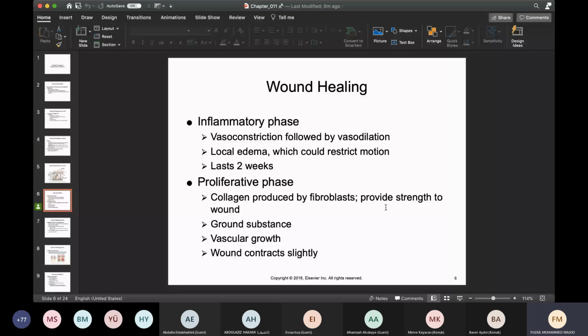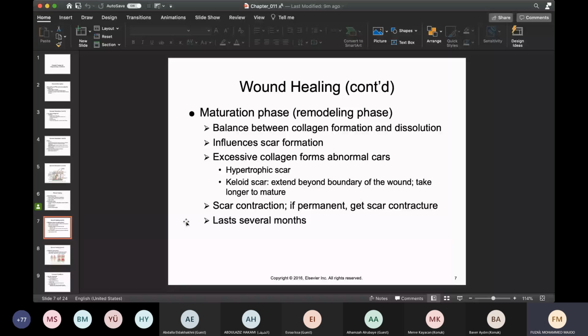Collagen that's produced by fibroblasts provides strength to the wound. The ground substance also starts to get laid down, and you're also going to get new blood vessels that start to grow into that tissue. At that point, when nearly everything is healing, the wound will start to contract. So a little bit smaller, hopefully.